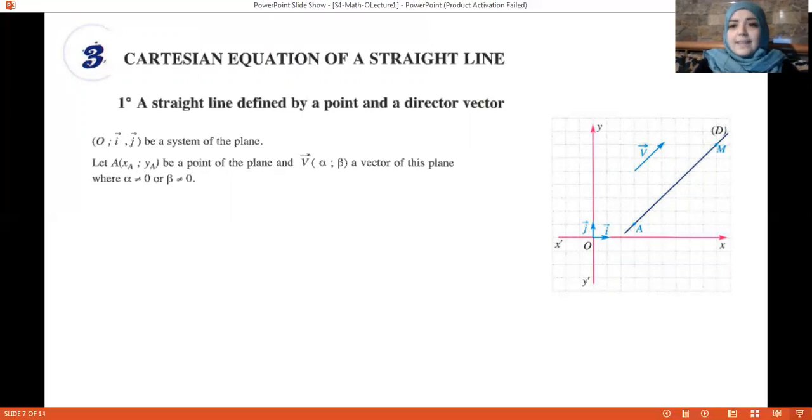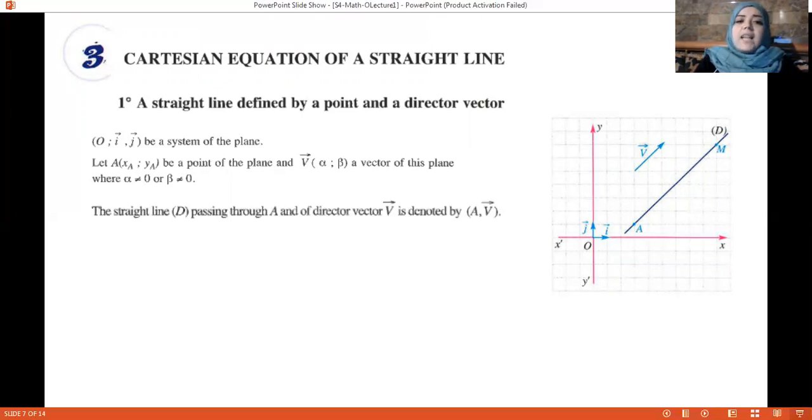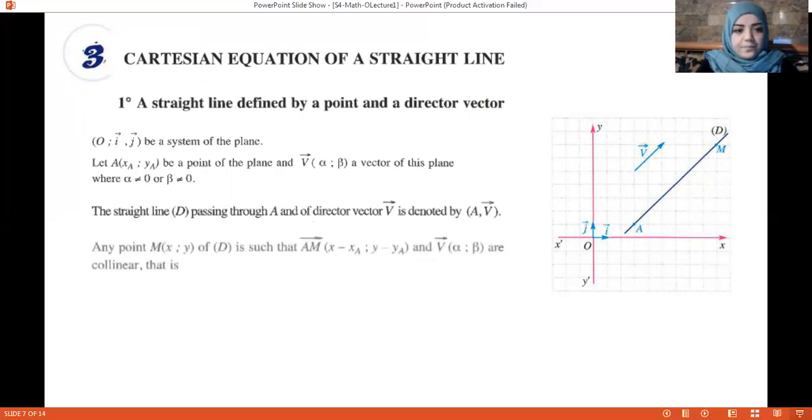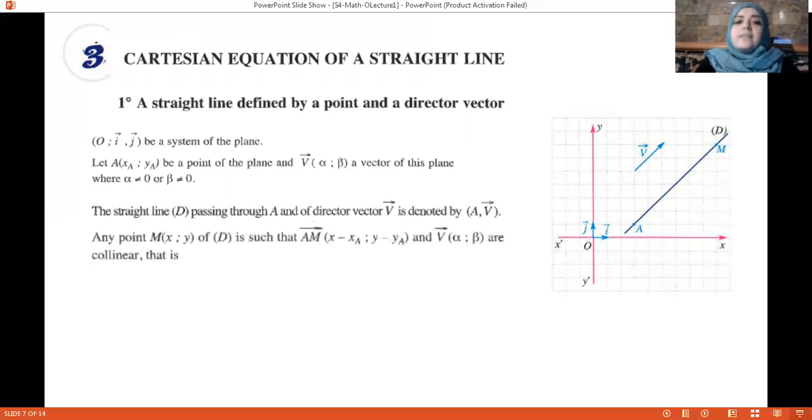So the point A has components XA and YA, and the vector V has components alpha, beta. Any letters, any numbers, it's okay. The straight line D, we denote by (A, V). A means the point that belongs to the straight line, and V is the directing vector of the straight line. And as I told you, we create a point M, and we give AM its coordinates, which are x minus xa and y minus ya.